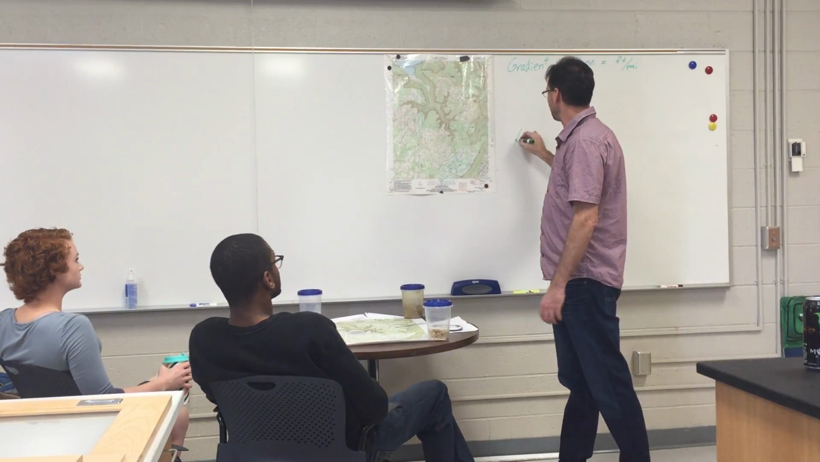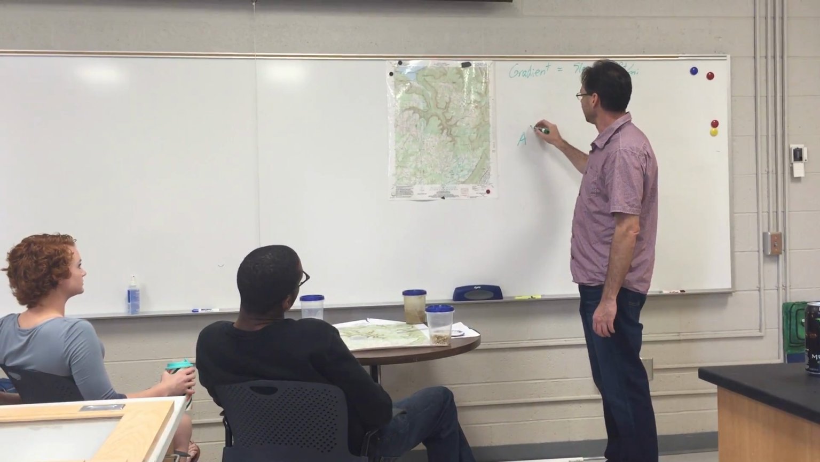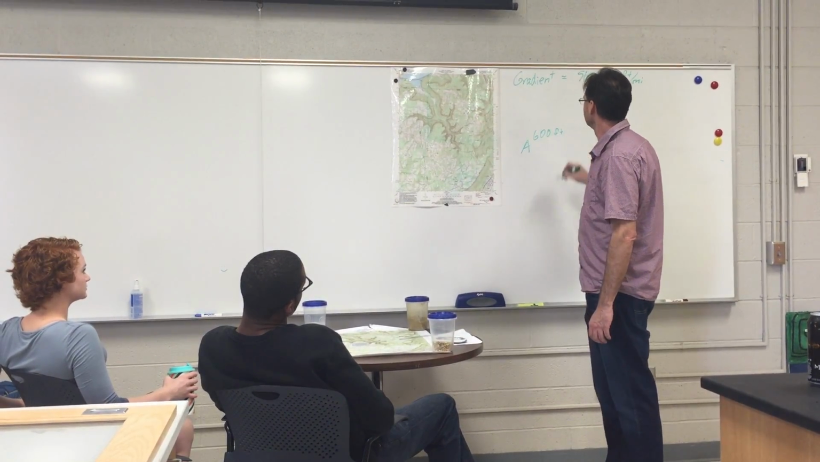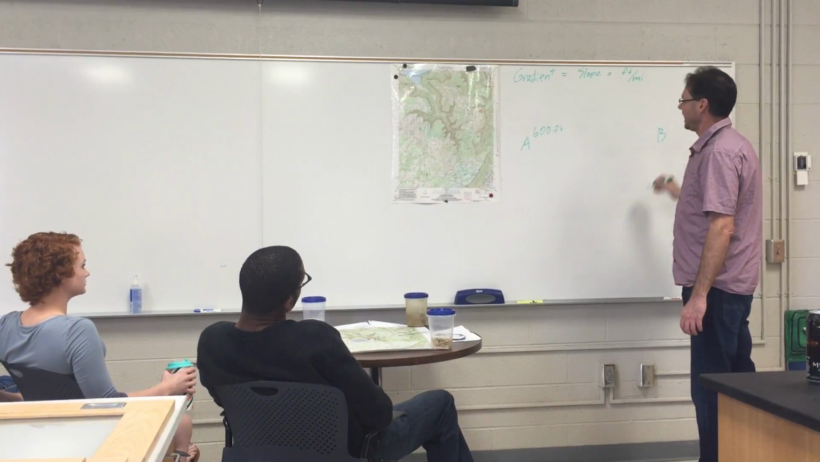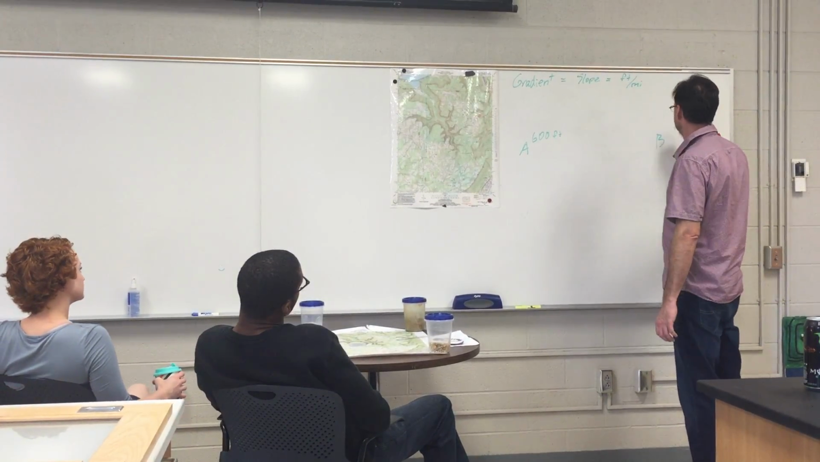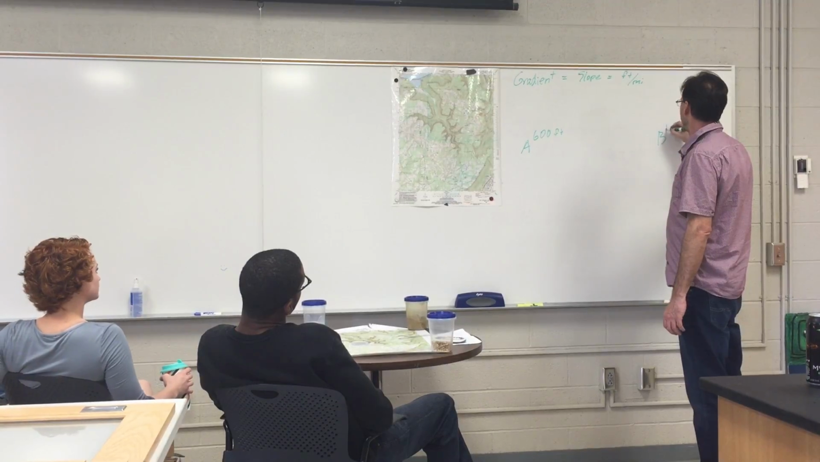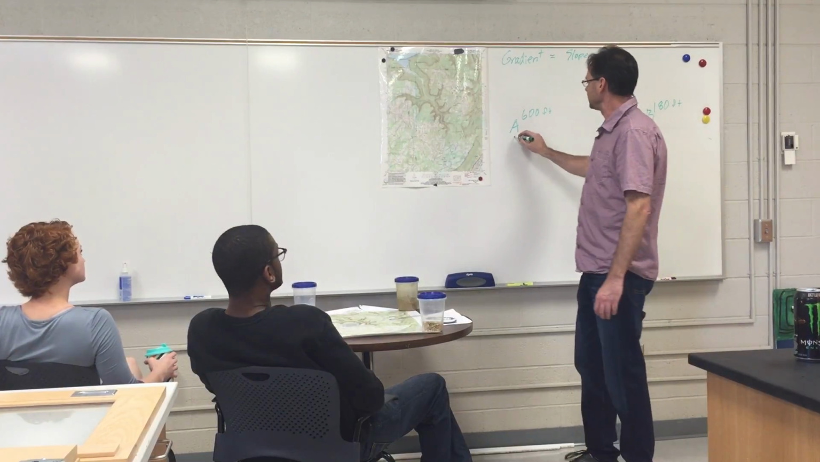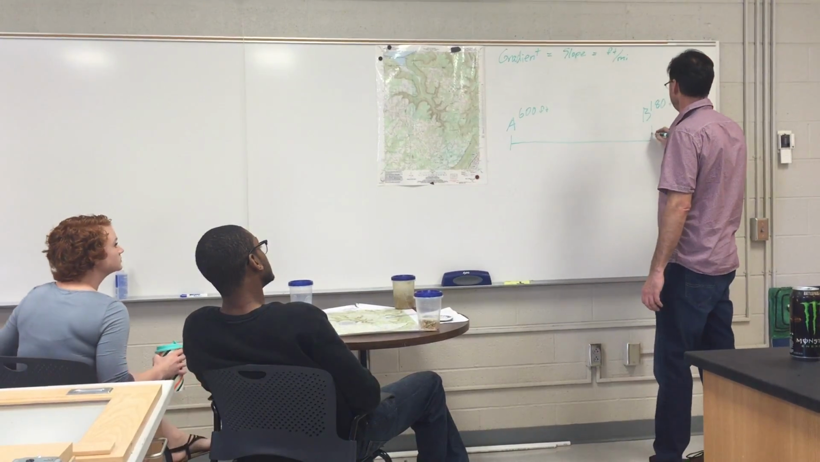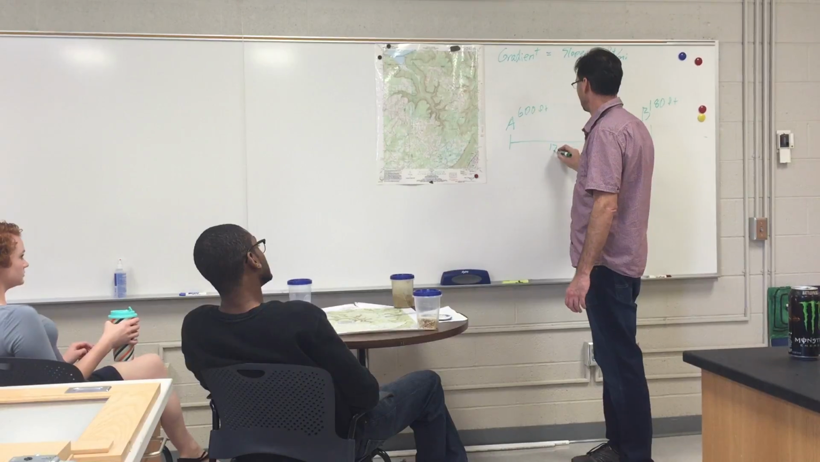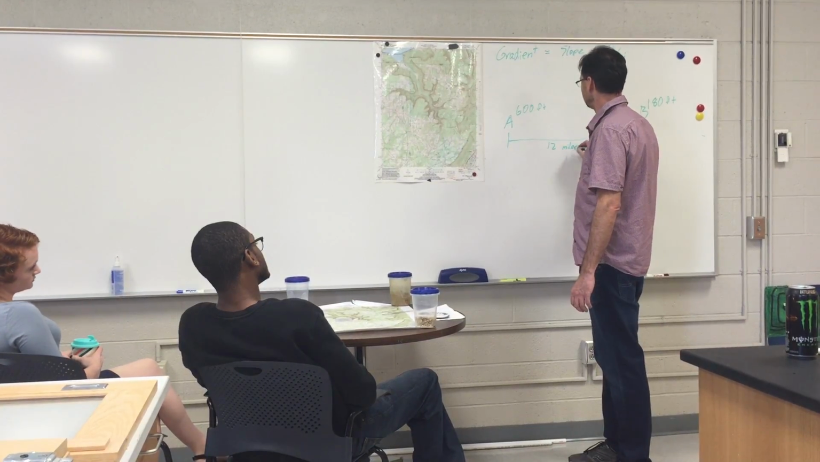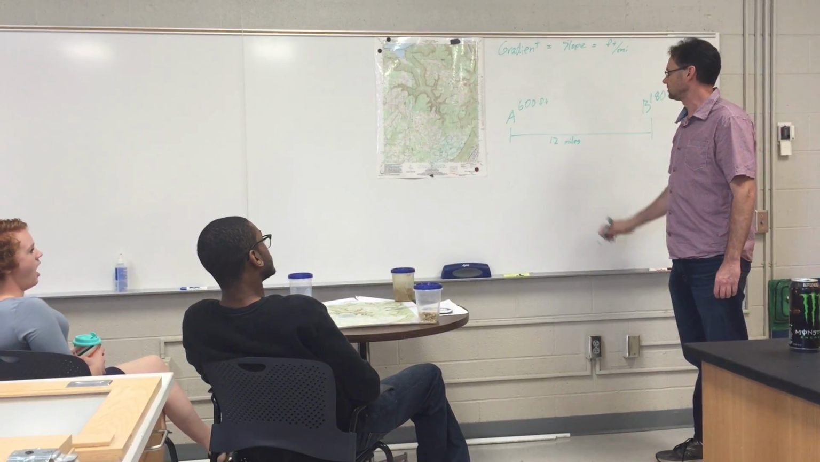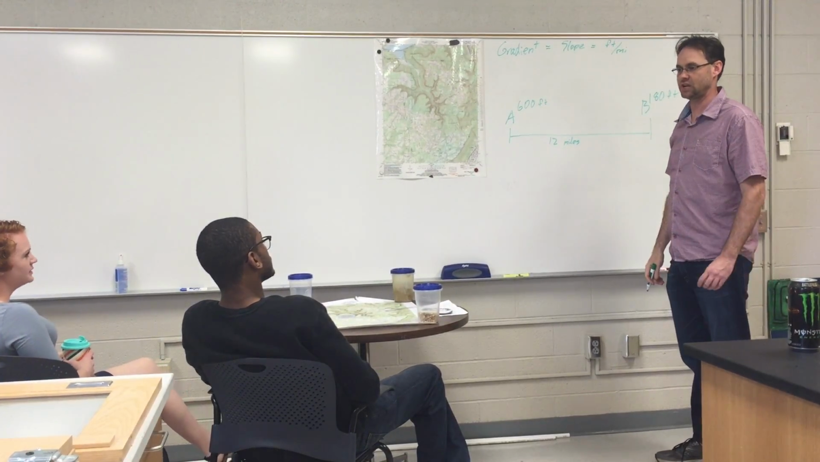So again, let's say that we have point A, and point A has an elevation of 600 feet, and point B has an elevation of 180 feet. And we see that the distance between these two is measured at 12 miles. How are we going to figure out the gradient between point A and B in a straight line distance?